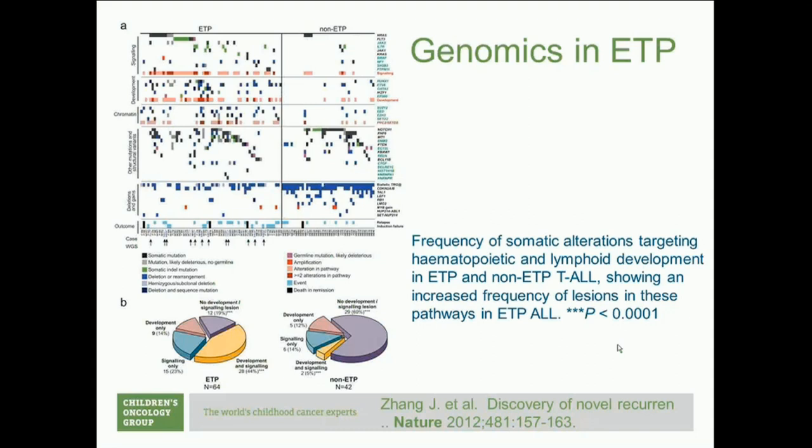And we found a frequency of somatic alterations targeting hematopoietic and lymphoid development in ETP and non-ETP T-ALL, showing an increased frequency in those very targeted hematopoietic and lymphoid development genes for the ETP. And this was published in Nature, and we published that a few years ago.